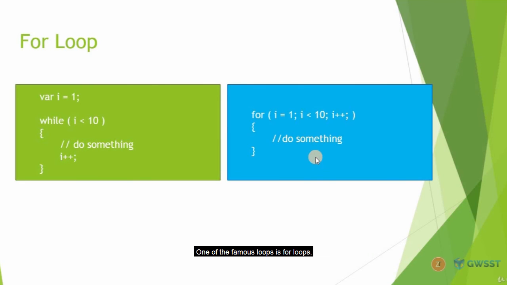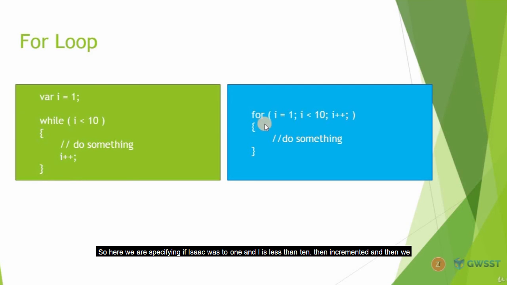One of the famous loops is the for loop. You can see this is a while loop which we have here, and this is the for loop. Here we are specifying if i equals 1 and i is less than 10, then increment it, and then we are going to do something.